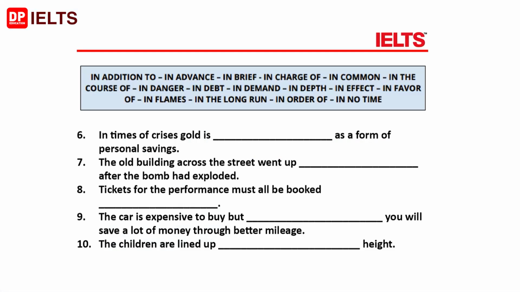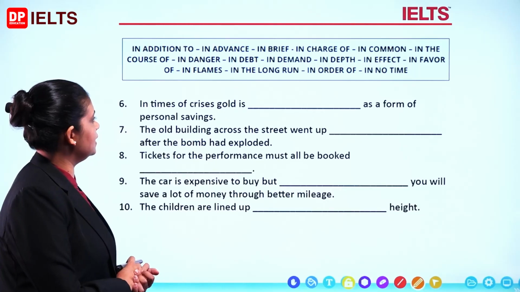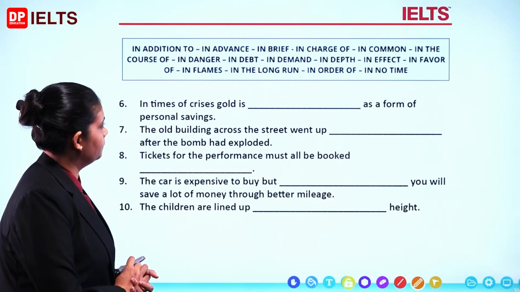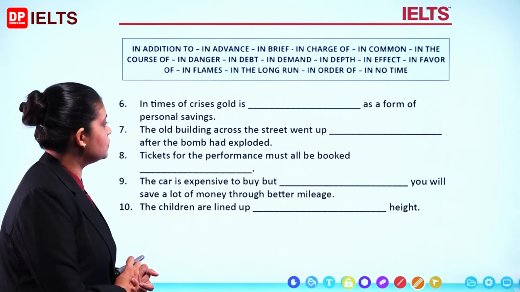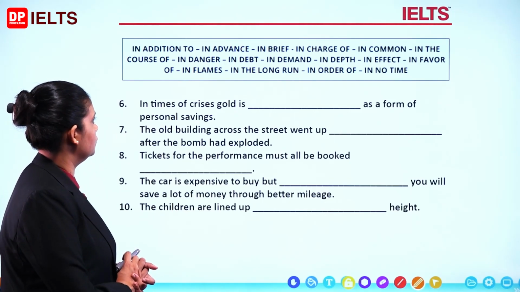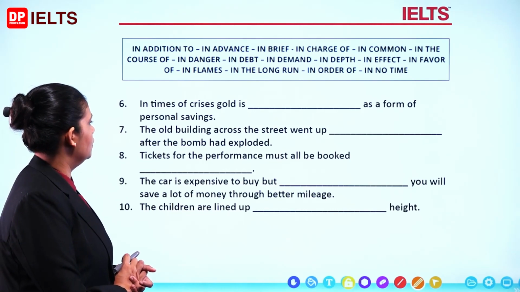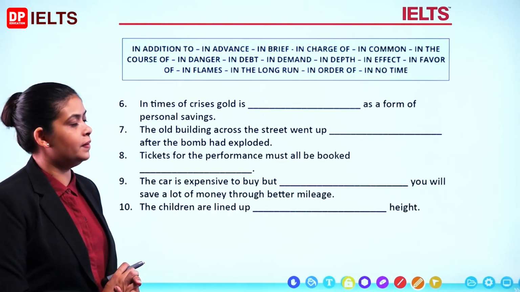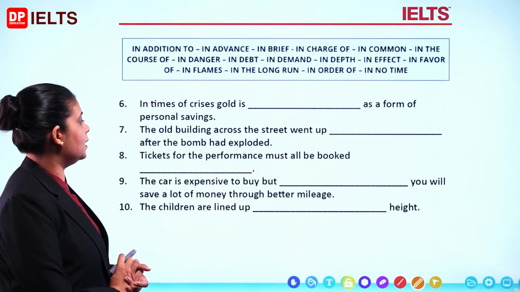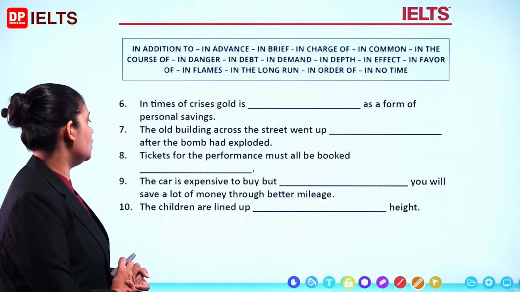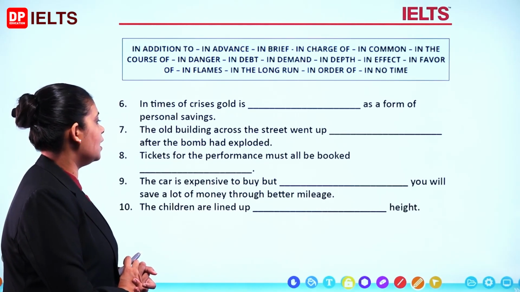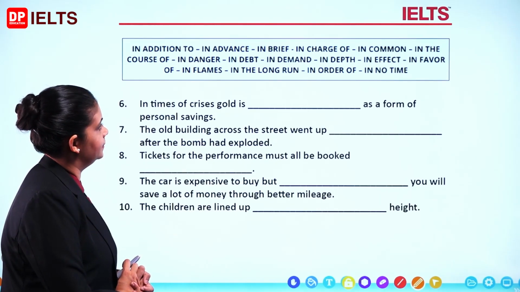Number 6 to 10, in times of crisis, gold is blank as a form of personal savings. The old building across the street went up blank after the bomb had exploded. Tickets for the performance must all be booked blank. The car is expensive to buy but blank. You will save a lot of money through better mileage. The children are lined up blank height.